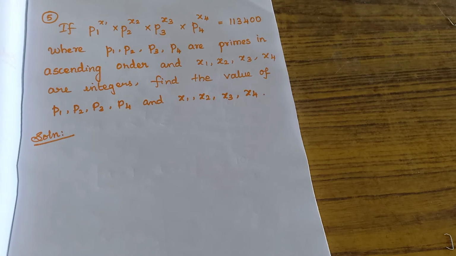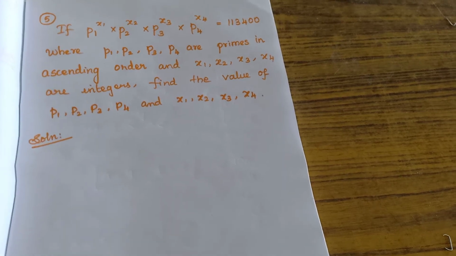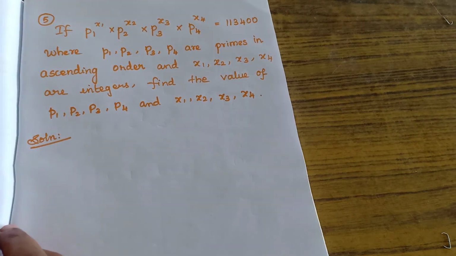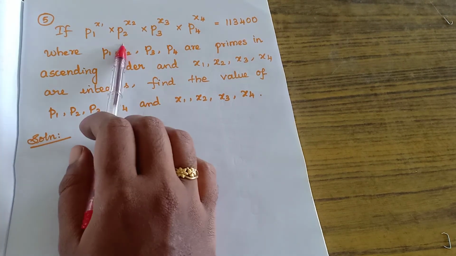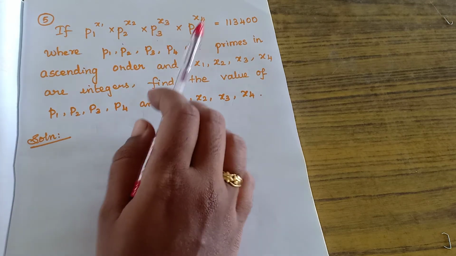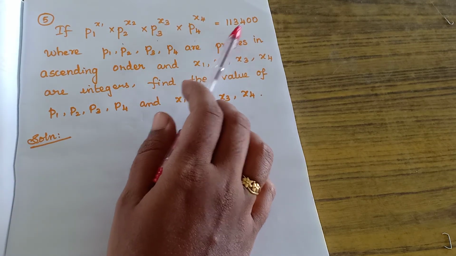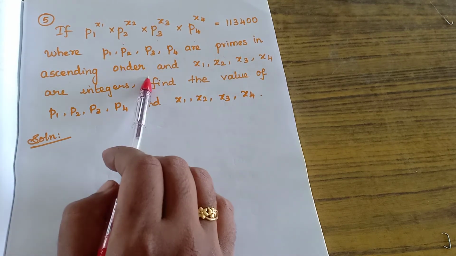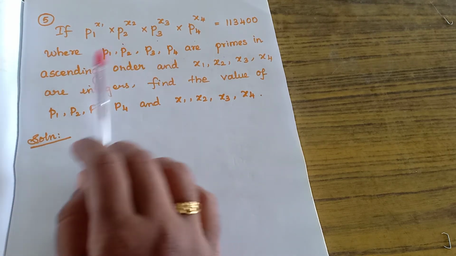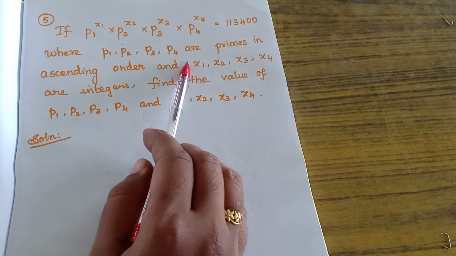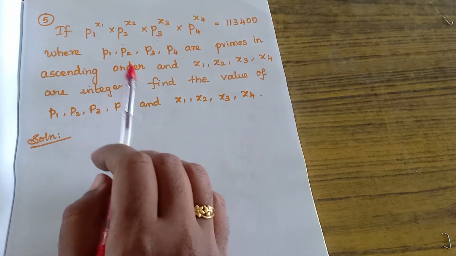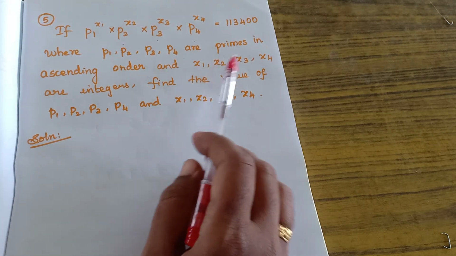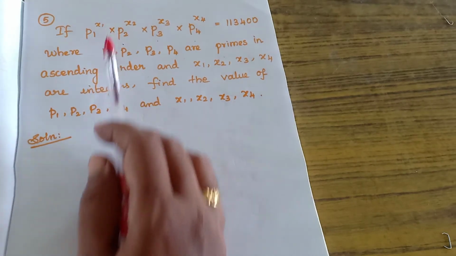Okay dear students, listen to the question. Somewhat big question, but the answer is very simple. The same exercise 2.1 only. If P1 power x1, P2 power x2, into P3 power x3, into P4 power x4 equal to 1,13,400, where these P numbers are primes in ascending order. Ascending order means smallest to biggest number. And x1, x2, x3, x4 are integers. The power numbers are integers.